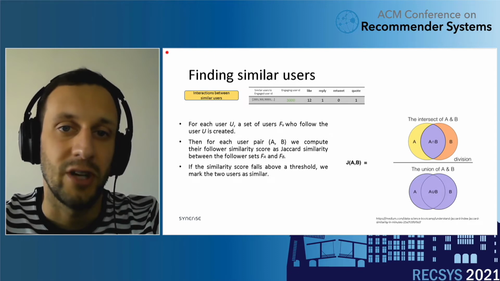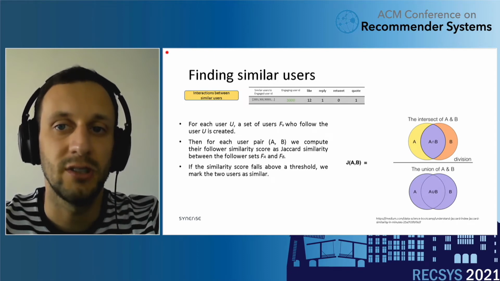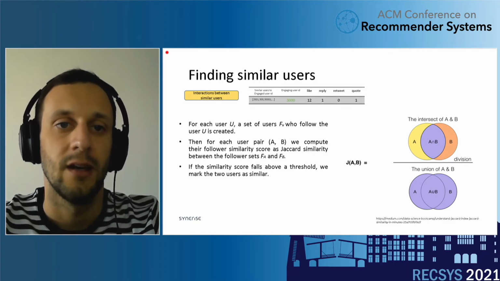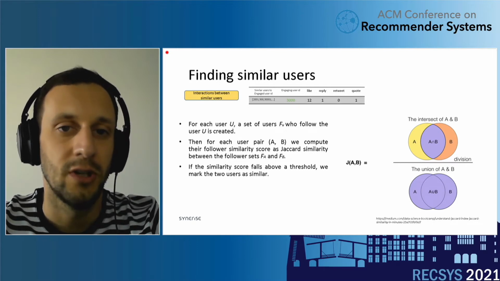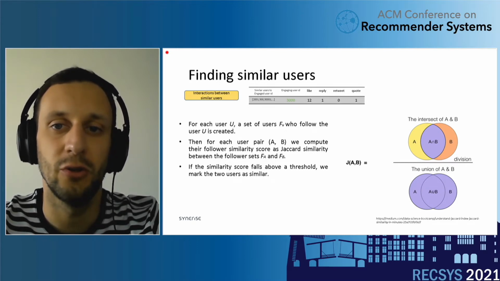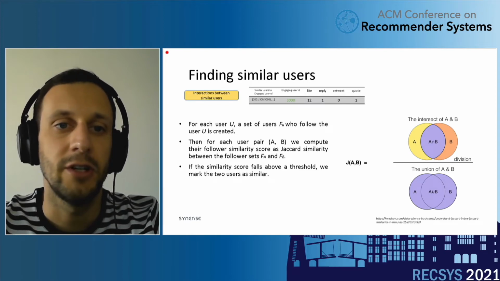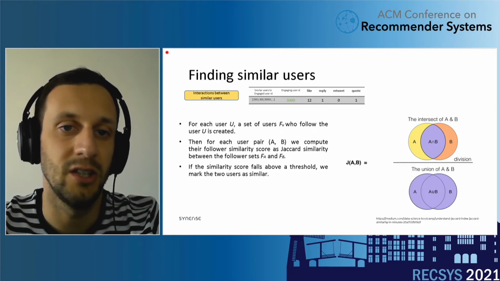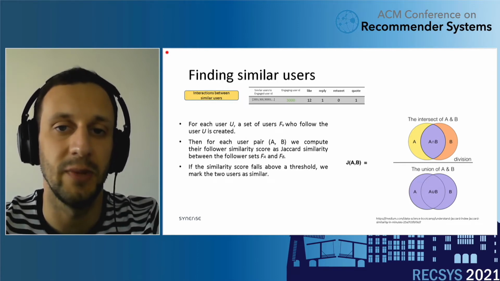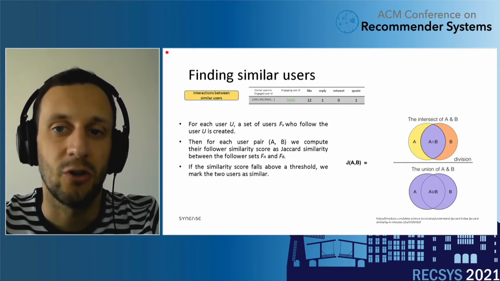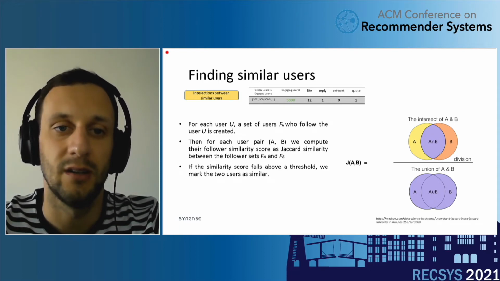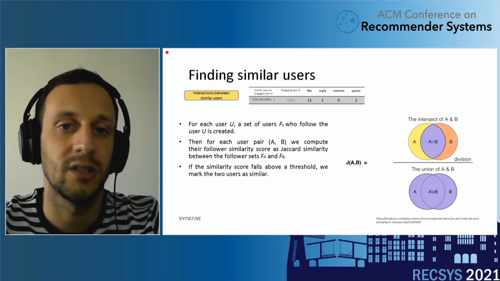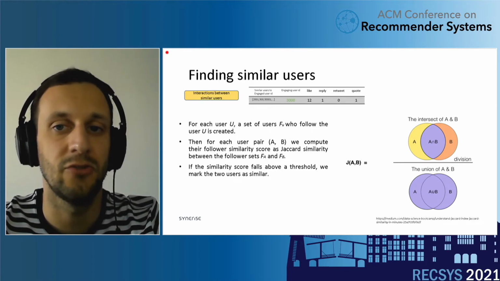We count the number of interactions between the engaging user and the users who are similar to the engaged user. Similar users are detected in the following way. First, for each user U, a set of users who follow the user U is created. Then, for each user pair A and B, we compute the follower similarity score as Jaccard similarity between the follower sets FA and FB. If the similarity score falls above a threshold, which was selected experimentally, we mark the two users as similar. Clusters of similar users are pre-computed at the training stage and reused during the inference.